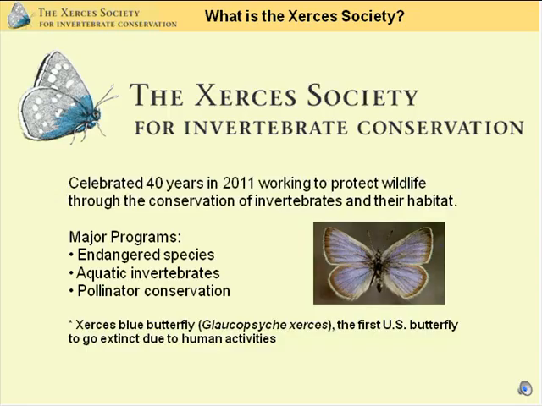We are an invertebrate conservation group, and we celebrated 40 years of conservation in 2011. We take our name from a butterfly that went extinct, the Xerces blue butterfly. It was the first butterfly to go extinct due to human activities. We do quite a lot of different work besides pollinator conservation. We work with endangered species and aquatic invertebrates as well.